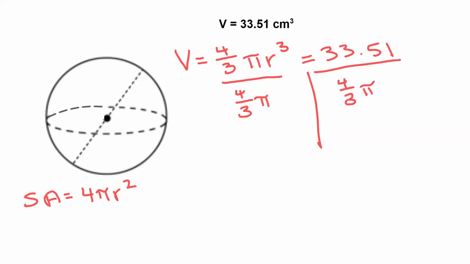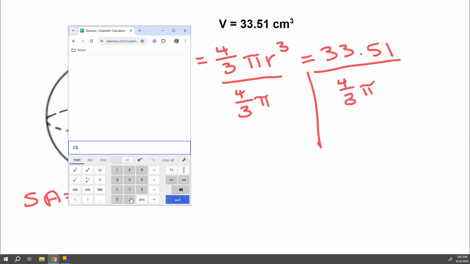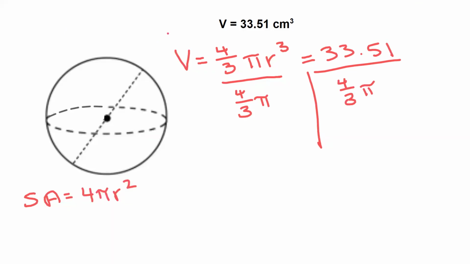Let's pull up our calculator. I'm going to take that volume of 33.51 and I'm going to divide by the 4/3 pi. And I get 7.99 repeating, so that's just about 8. So I'm going to say, since these divided to 1, that left me with r cubed equals just about 8. So now I just need to find r.